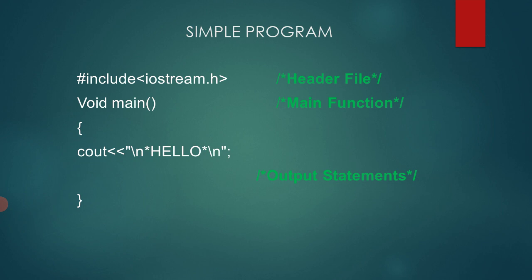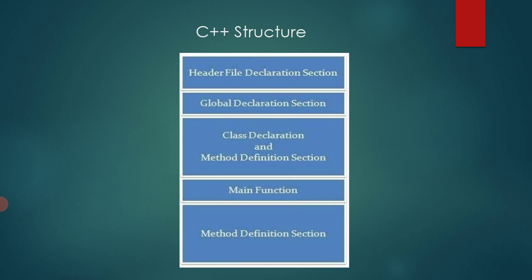Whenever you have to write a program you have to follow this basic structure. So let's talk on this slide again. Inside the header file we have studied #include iostream.h, and in the class declaration and method definition section I have not declared any class here, because I have not started the concept of class yet. So I will explain it after some days.